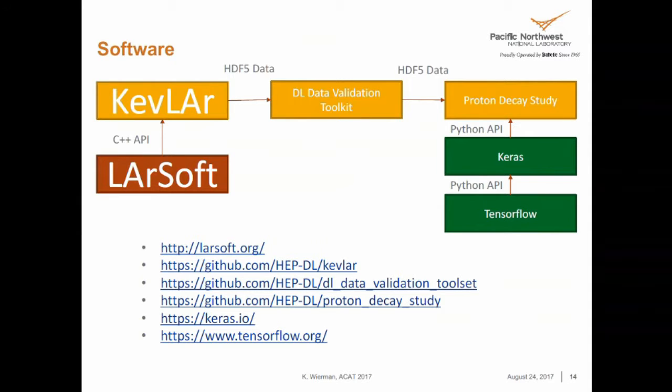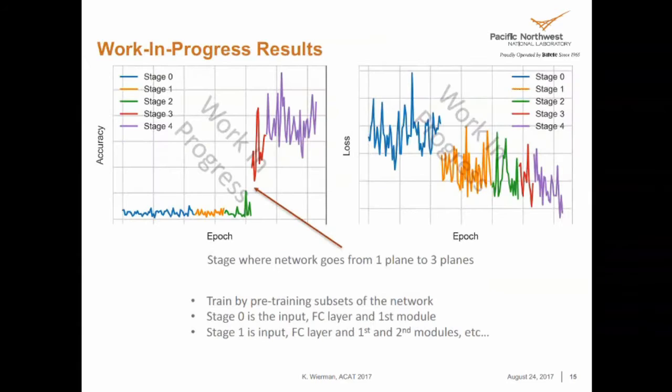This then goes to an HDF5 conversion utility that we created called Kevlar, because it's slightly narcissistic. This creates HDF5 data that is then passed to another library called the DL Data Validation Toolkit, which does our pre-processing. This is then passed to the final library, which I just surreptitiously call the Proton Decay Study, and this depends on Keras and TensorFlow. Links to each of these packages are here at the bottom in case you want to check them out.